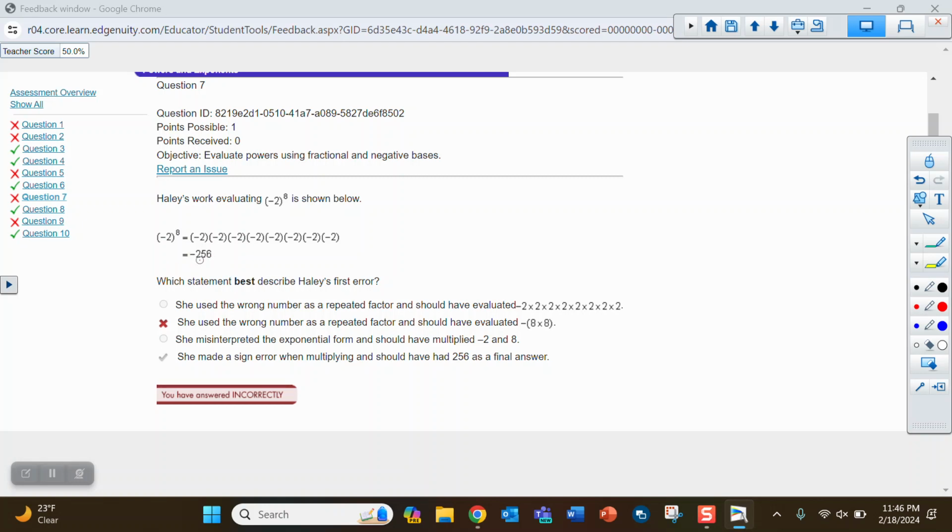2 to the 8th power is 256. But when we have an even power and we're multiplying a negative number, we should get a positive answer, because the negative times a negative here would give you a positive, and you're pairing these negatives together and you get all positives. So the answer should be a positive 256. So this final answer, she made a sign error when multiplying. She should have gotten a positive answer.